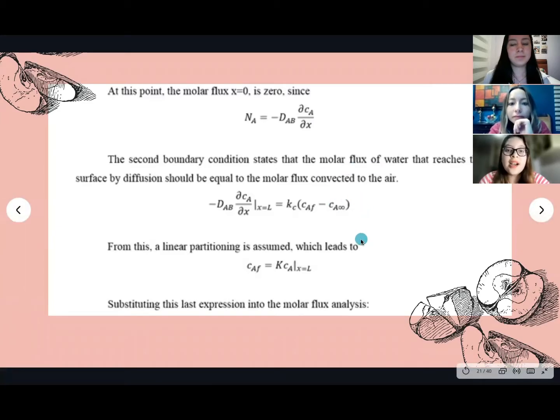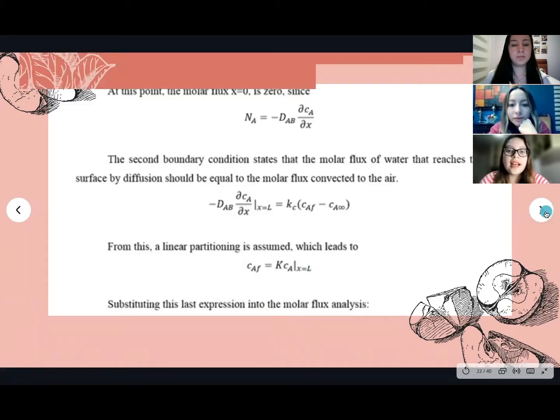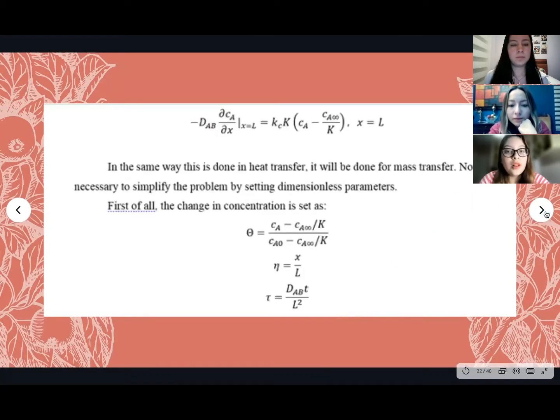From this, a linear partition is assumed, which leads to this, and substituting this last expression into the molar flux analysis, we have this expression when x equals L. In the same way this is done in heat transfer, it will be done for mass transfer. Now it's necessary to simplify the problem by setting dimensionless parameters.